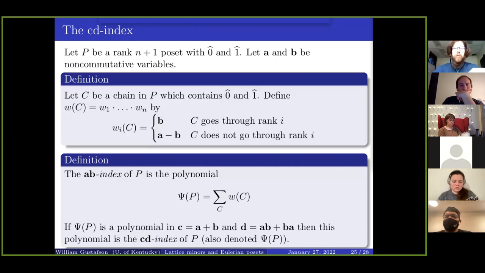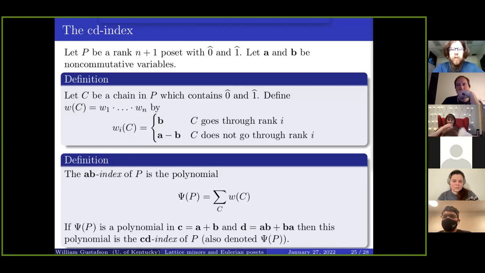where a chain gets B for every rank that it has an element in, and an A minus B whenever it skips that rank. The AB index of the poset is defined by summing over all the chains which contain 0 hat and 1 hat and taking their weights. To define the CD index, we set C equal to A plus B and D equal to AB plus BA. And if we can express the AB index as a polynomial in C and D, then that polynomial in C and D is the CD index of our poset.